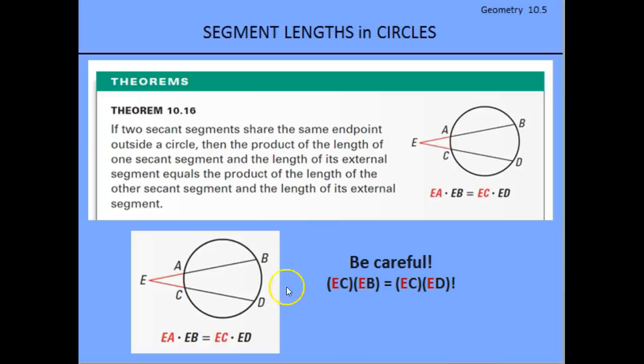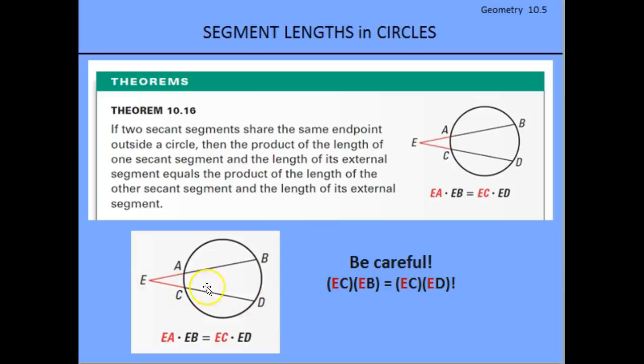All it's saying here is that, just like with the one that intersects inside the circle, here all you have to do is say EA times EB. Now be careful, the tricky part is it's not EA times AB, it's EA times all. So it's the portion, the external segment, times the whole segment. And the same here, equals the portion EC times the whole segment ED.